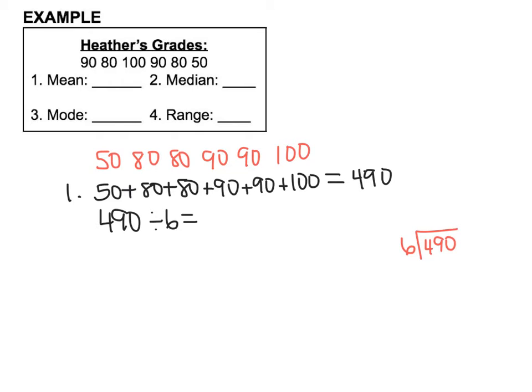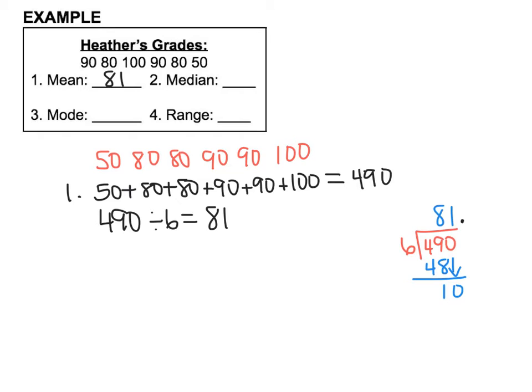6 goes into 49 8 times. That gives me 48. I subtract and bring down. And 6 goes into 10 one time. Now, for your homework, you can stop right here as soon as you get to the decimal point. So our 490 divided by 6 is just 81. And we can write that as our mean of 81.